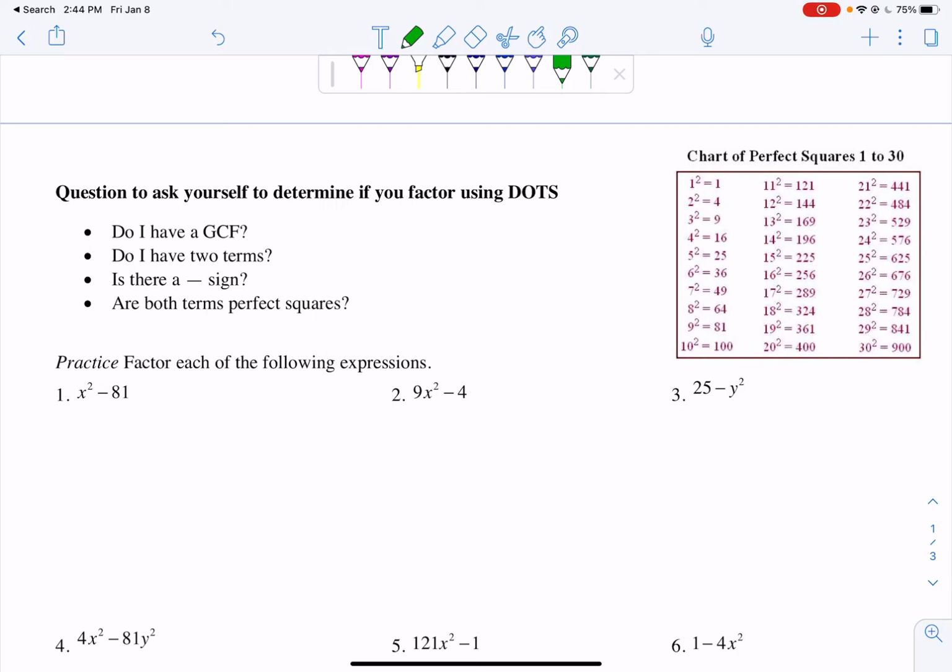Do I have a GCF? If so, pull it out right now. Do I have 2 terms? Is there a minus sign? And are they both perfect squares? So let's do these examples together.